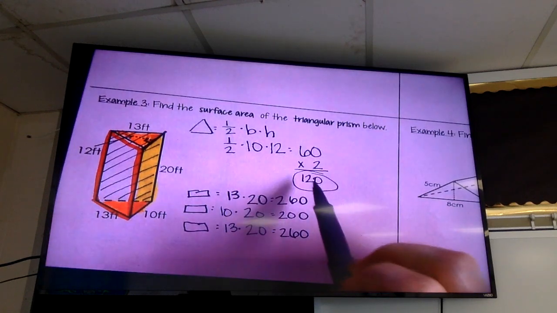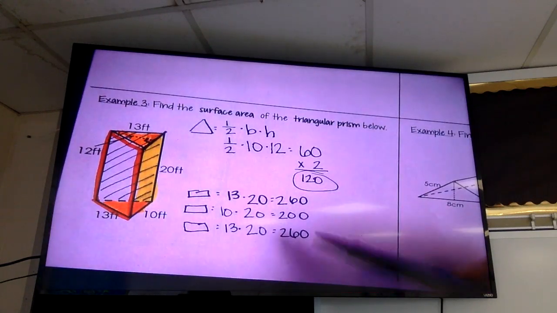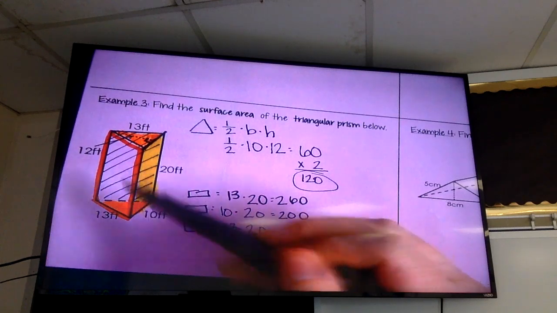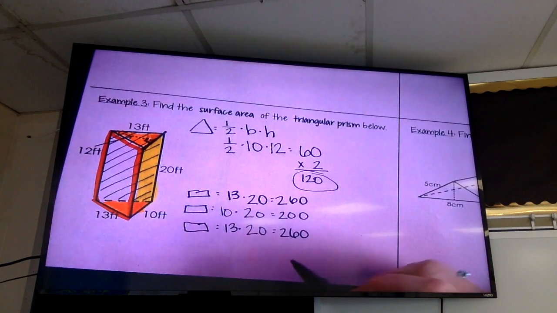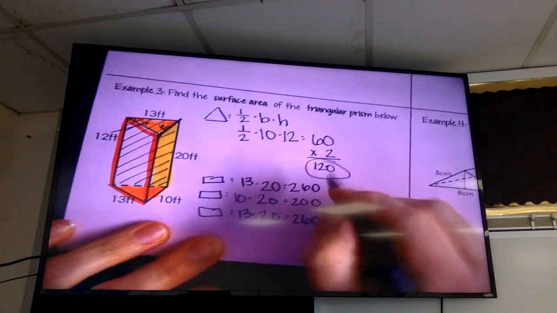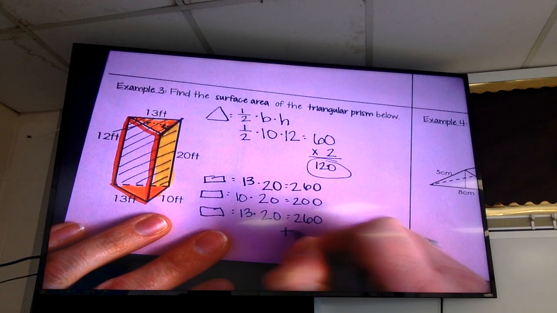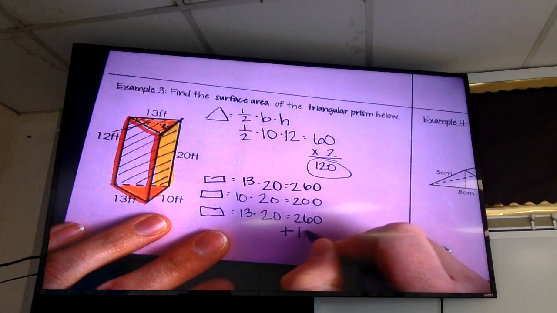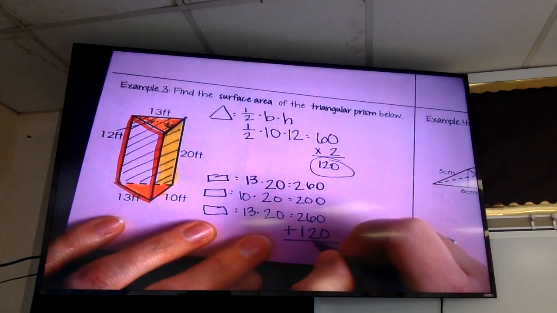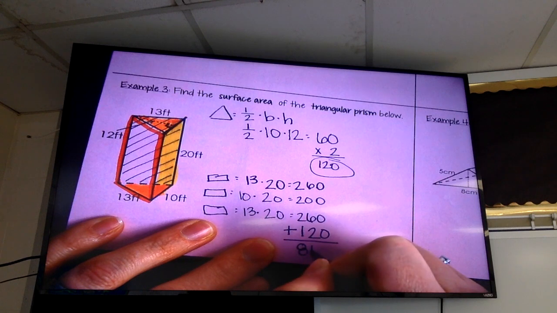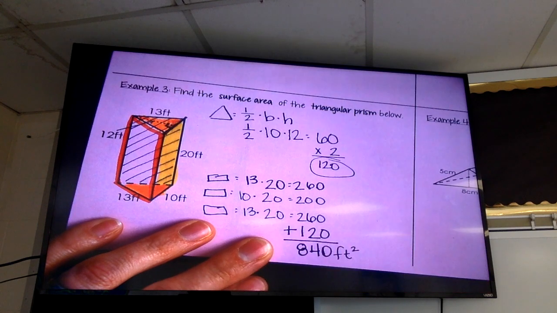So here's what I've done. This 120 covers my two triangular bases that I colored in orange. These three numbers deal with my three rectangular faces, one that I did in stripes, one that I colored in yellow, one that I outlined in red. Now, if I want to find the total surface area, I've got to add everything together. So that's my three rectangular faces and my two triangular bases. So that's where that 120 will come back into play. I need to add that to it. When I do that, you should get 840 feet squared.